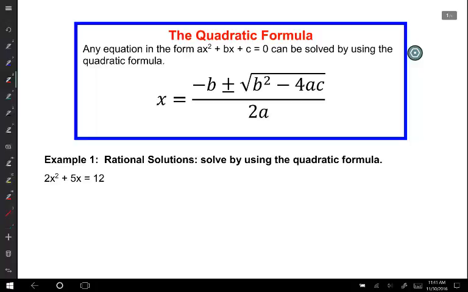X equals the opposite of B, plus or minus the square root, B squared minus 4AC, all over 2A.